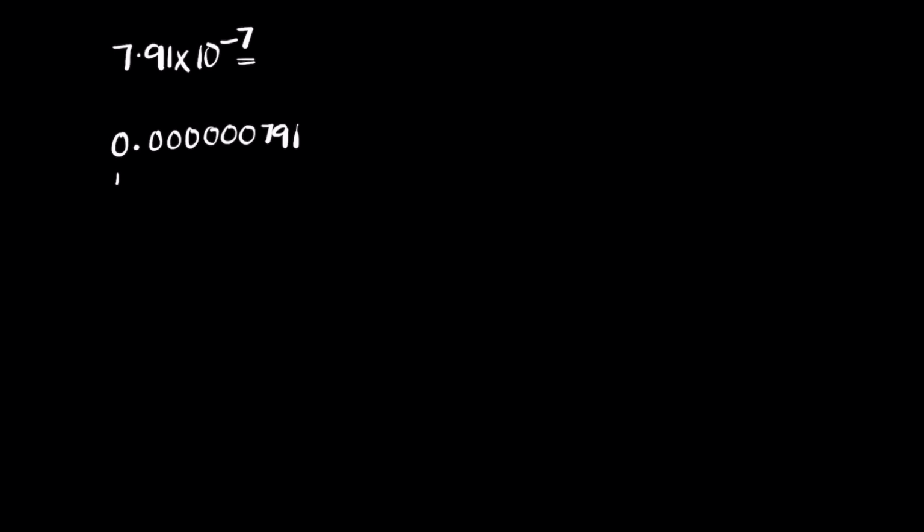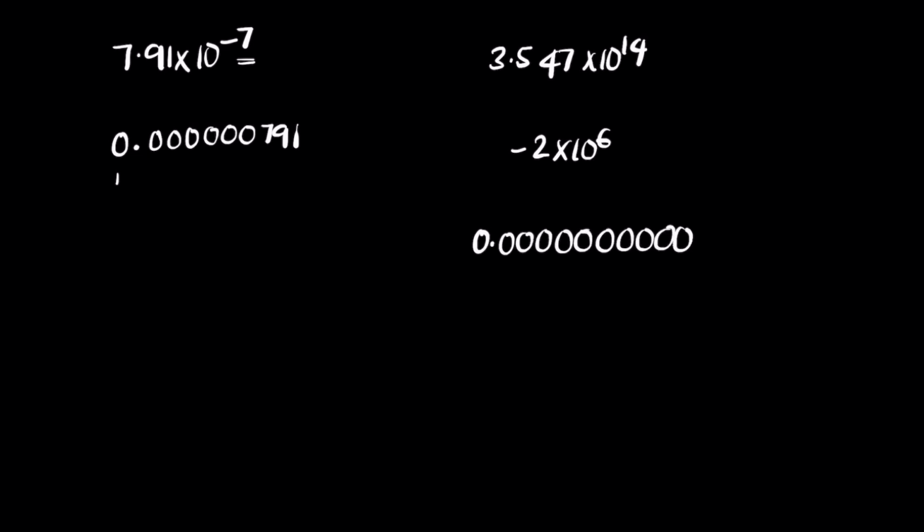So if you have any doubts in this, just pause the video right here. Now try this problem. So try converting 3.547 into 10 to the power of 14 from the scientific notation into the general notation, and also try minus 2 into 10 to the power of 6 into the general notation. Now also try 0.94. Try to convert this into the scientific notation. So pause the video right here and try to solve these three problems.